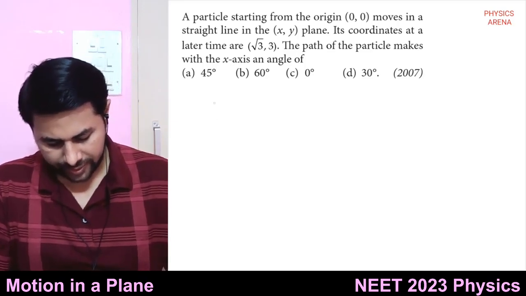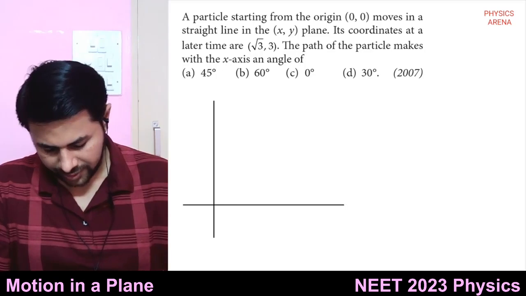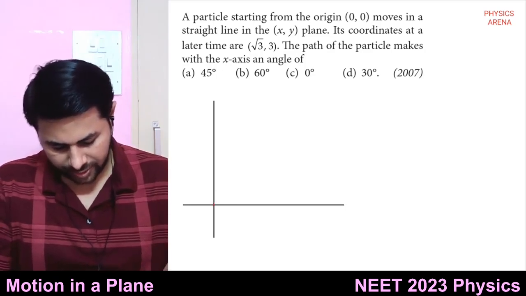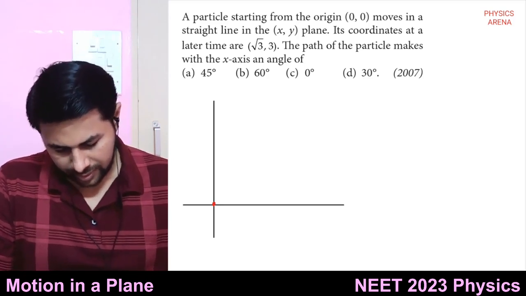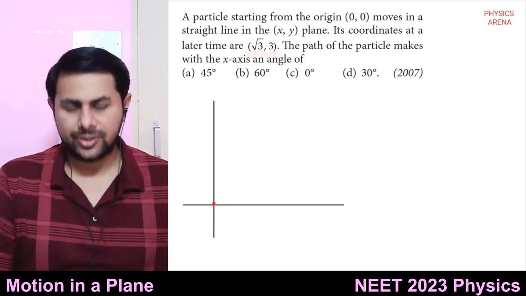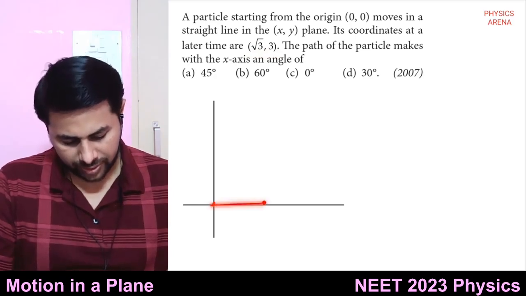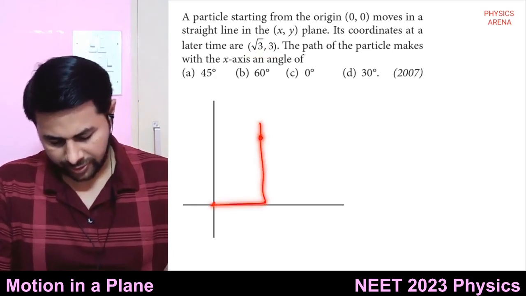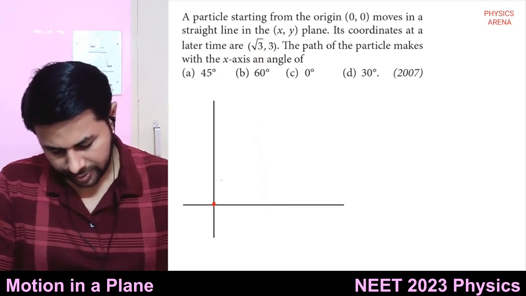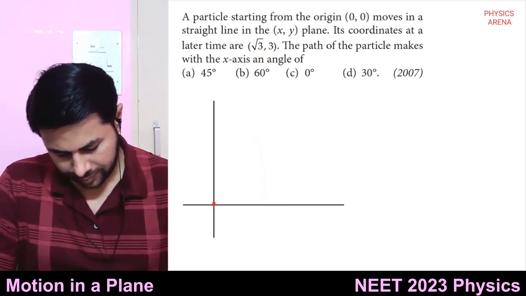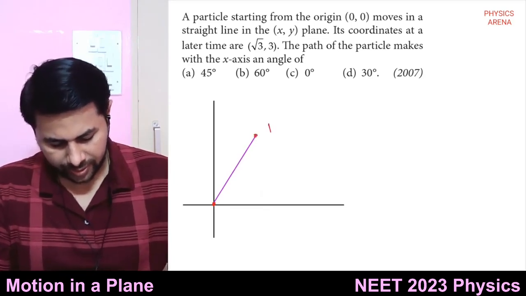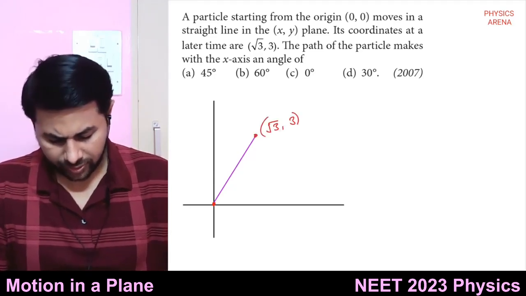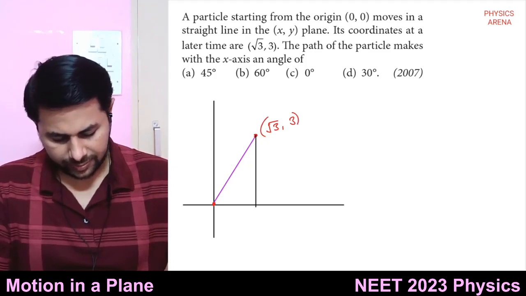So I can draw this. Starts from origin. So this is your starting point, and after some time it reaches the square root of 3, 3. So root 3 and 3 somewhere here. Your graph is like this, so this will be the point root 3, 3. Now, can you tell me how to find out the angle?